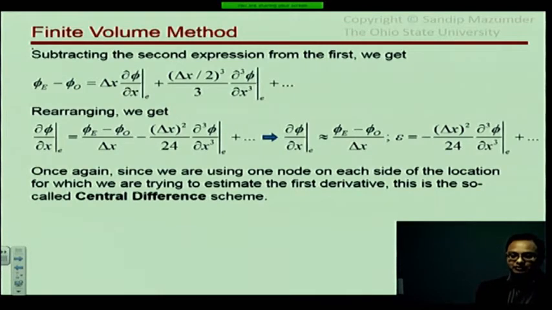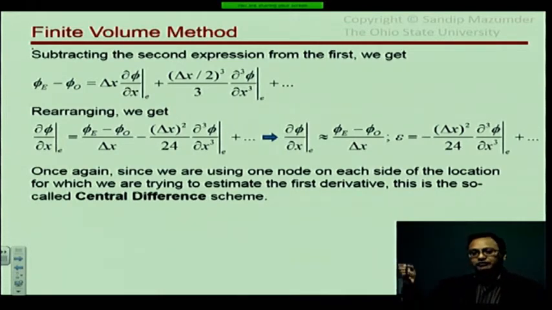Okay, we could have, for example, done two forward Taylor series expansions or two backward Taylor series expansions to derive a first derivative. That would have worked too. We just didn't choose to do it. So that gives us the central difference scheme.